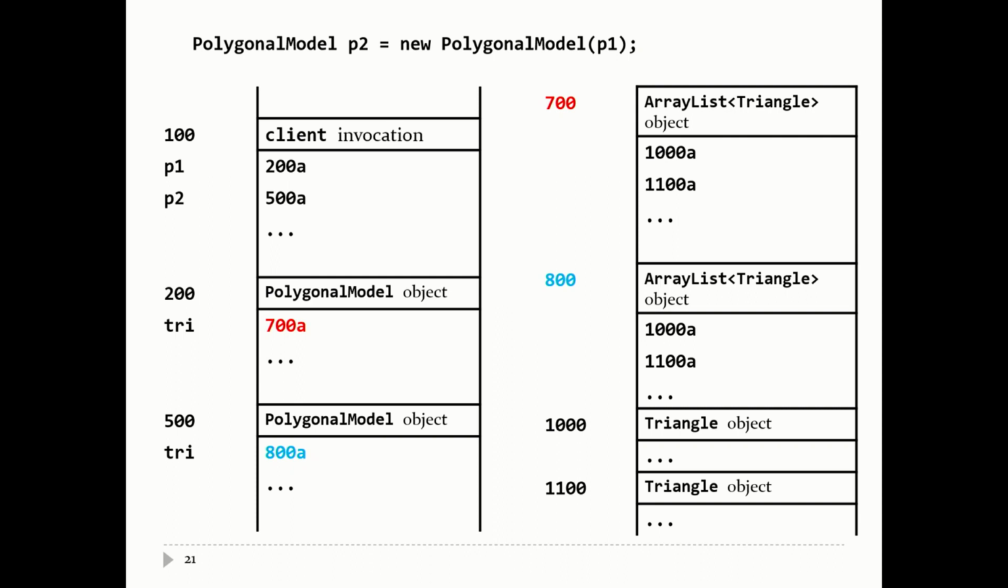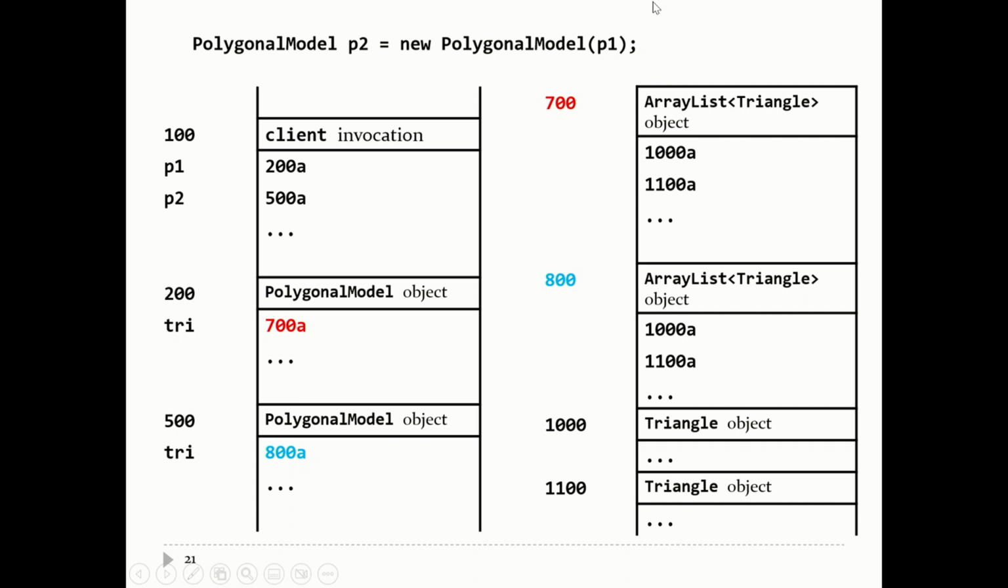And so the picture that this looks like now changes subtly. So again, we have P1 and P2. So there's polygonal model 1, polygonal model 2. P1 has its own list over here. That list has a reference to two triangles, there and there.